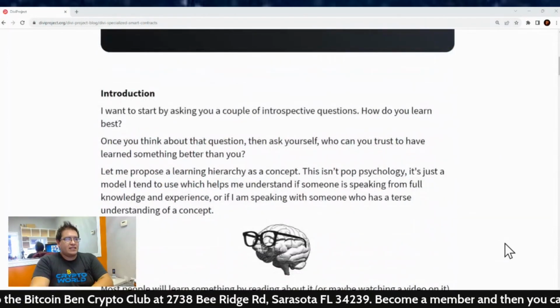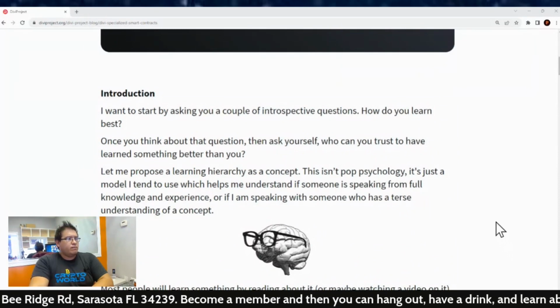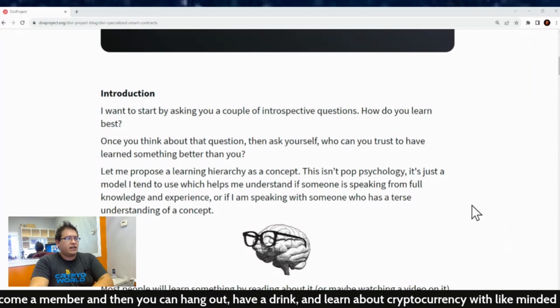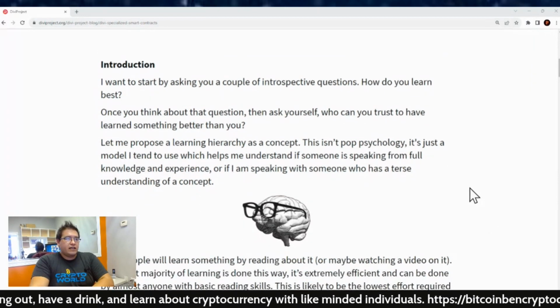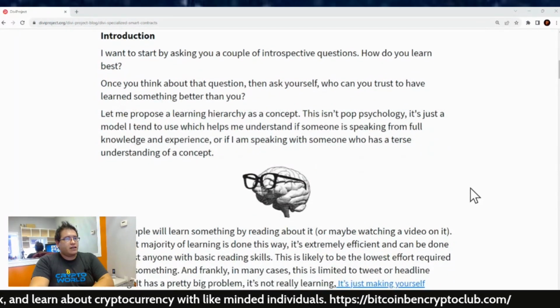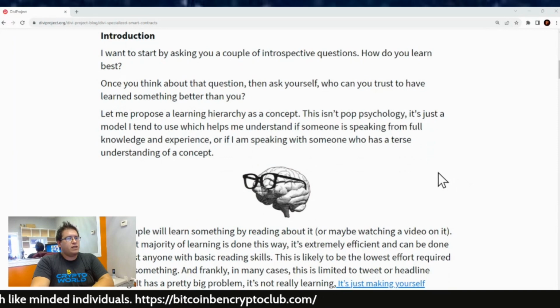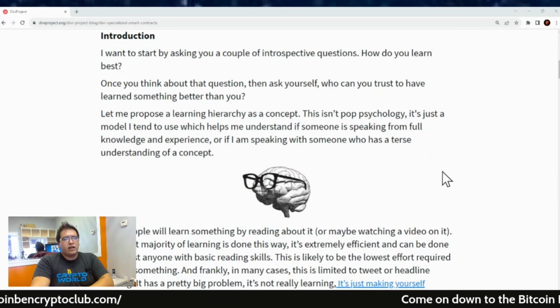I want to start by asking you a couple of intro perspective questions. How do you learn best? Once you think about that question, then ask yourself, who can you trust to have learned something better than you? Let me propose a learning hierarchy as a concept. This isn't pop psychology, it is just a model I tend to use, which helps me understand if someone is speaking from full knowledge and experience, or if I'm speaking with someone who has a terse understanding of a concept.